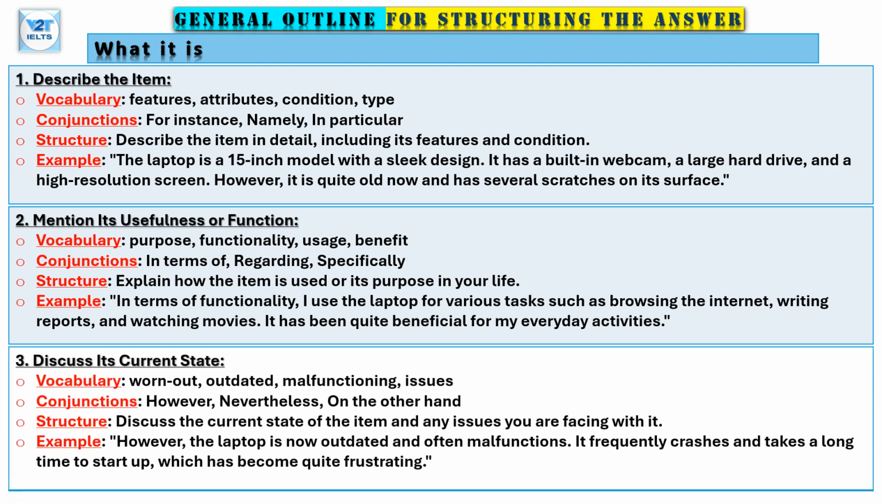3. Discuss its current state. Vocabulary: worn out, outdated, malfunctioning, issues. Conjunctions: however, nevertheless, on the other hand. Structure: discuss the current state of the item and any issues you are facing with it. Example. However, the laptop is now outdated and often malfunctions. It frequently crashes and takes a long time to start up, which has become quite frustrating.